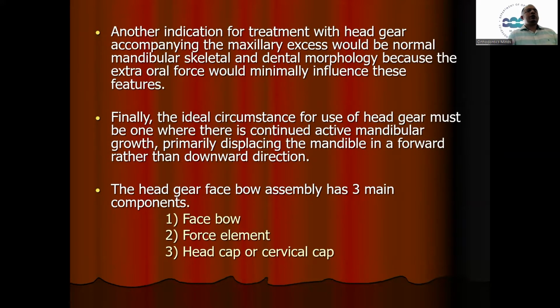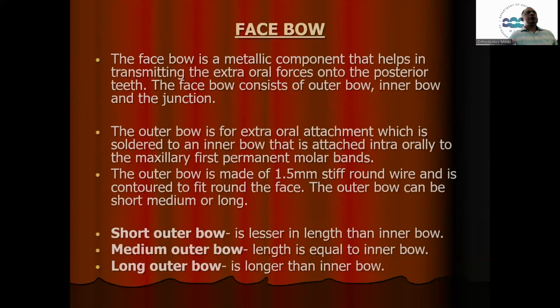Coming to the components of the headgear. The headgear assembly has three main components. One is the face bow, second one is the force element, and third one is the head cap or the cervical cap. What is a face bow? It's a metallic component that helps in transmitting the extraoral forces onto the posterior teeth.